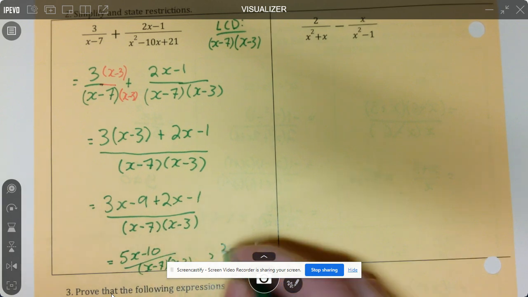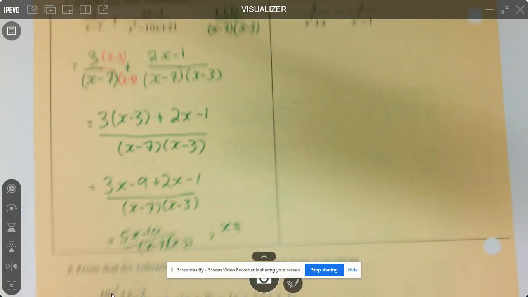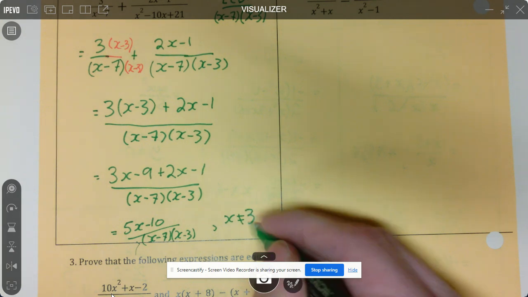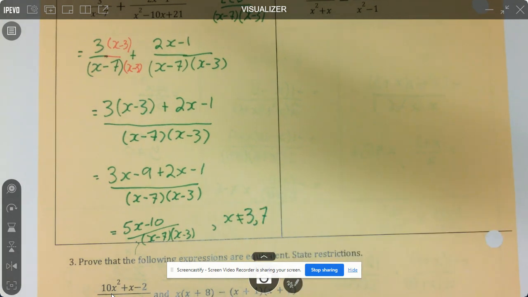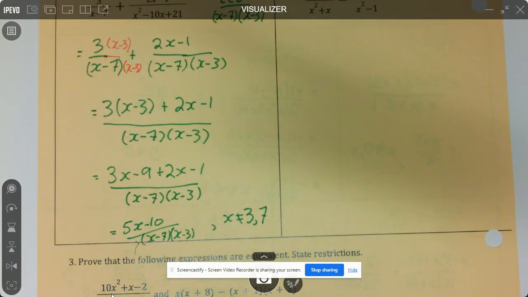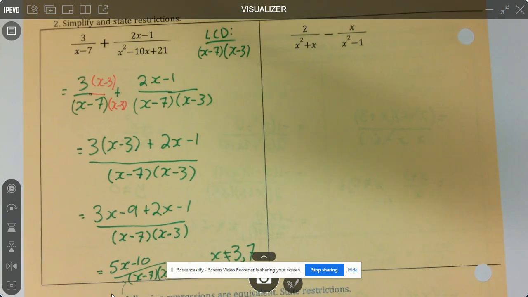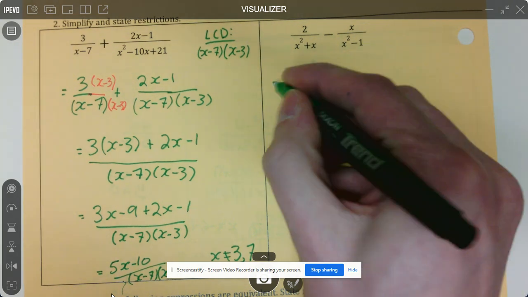And again, every question, I need to state my restrictions. This would only simplify to this expression if x can't equal +3 or +7. Whatever makes these factors equal to 0. So that's what we need to do for adding. Subtracting is going to work the same way. I'll show you one example like that as well. We just need to find a common denominator before I can do the adding or subtracting.